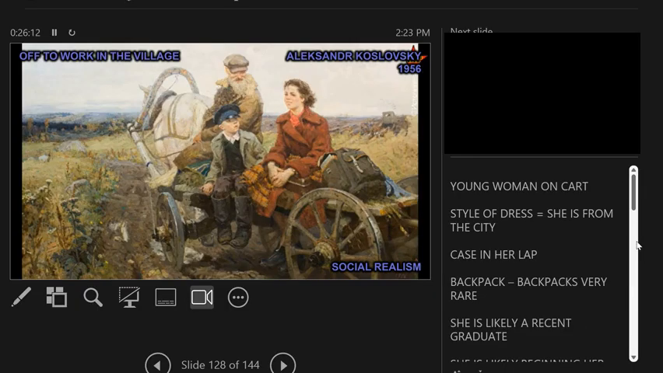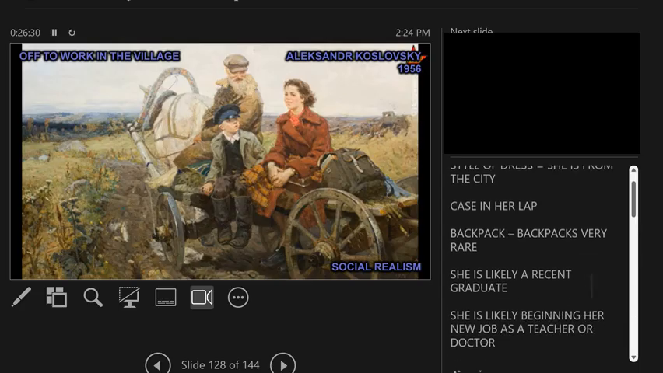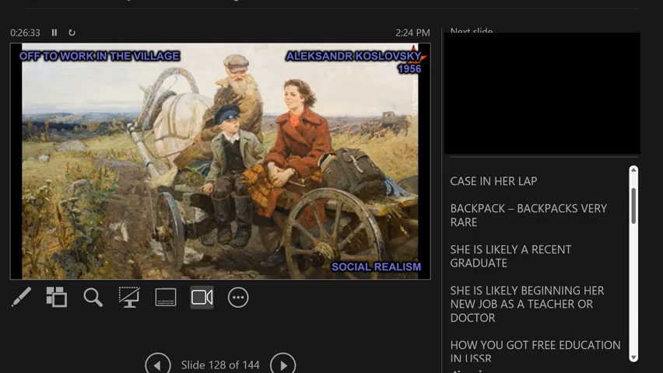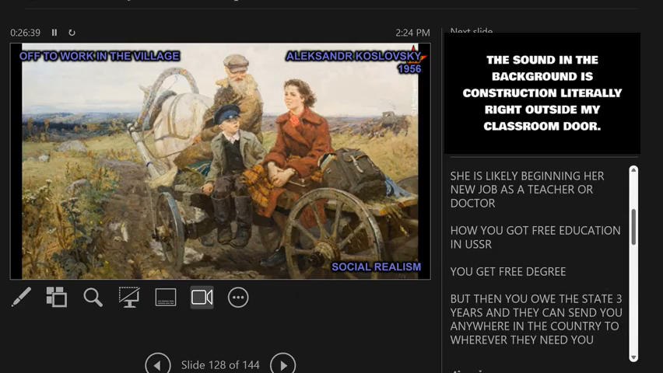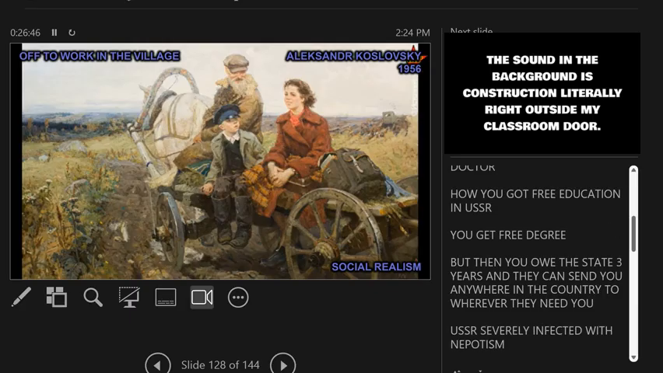All right, I've got this painting to show you. I was listening to a Russian art historian talk about this painting, and he was talking about this woman on the cart and the style of dress that she's in. Do you notice that she's dressed very differently than the others? So she's from the city, and she has a case in her lap. She has a backpack, and backpacks are very rare at this time. So she's likely a recent graduate, and she's on her way to begin her new job as either a teacher or a doctor.